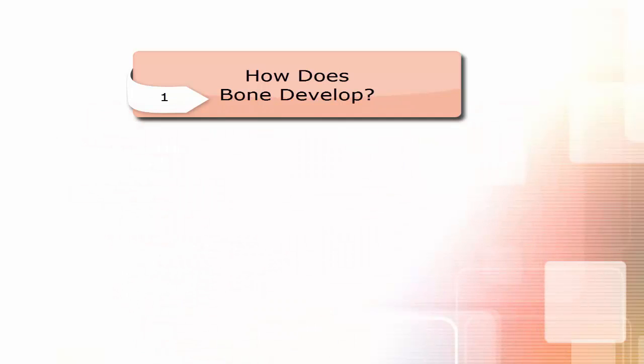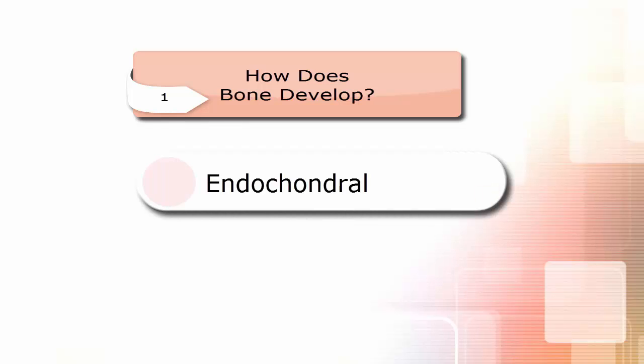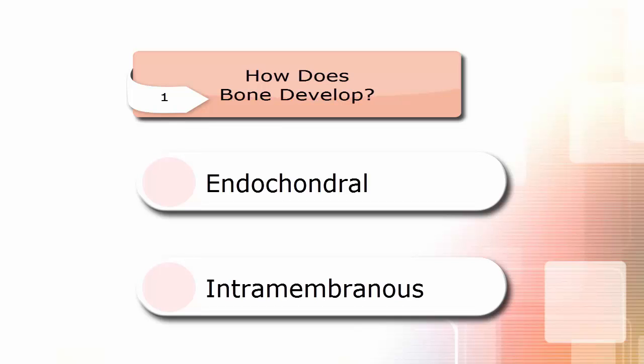As I mentioned in part 1 of this video series, in the fetus, bone develops on either a cartilaginous or a fibrous framework, or template. Bone that forms from cartilage is called endochondral bone, and the process is called endochondral ossification. Bone that forms from a fibrous membrane is called membranous bone, and the process is called intramembranous ossification.